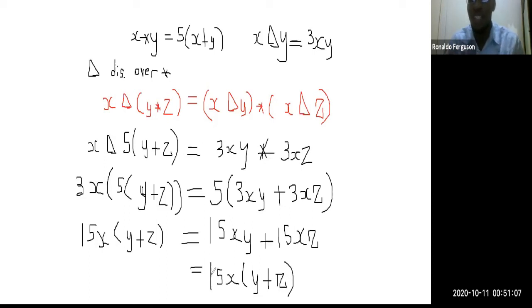So when our left hand side is equal to our right hand side, then clearly it is true. And so yes, delta is distributive over star. So we can conclude that delta is distributive over star. Easy does it. That's it.